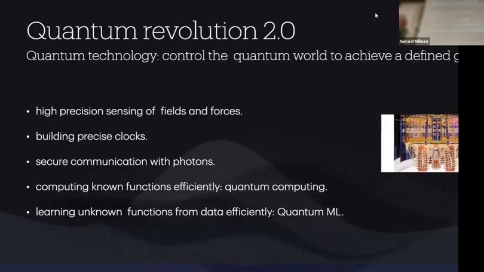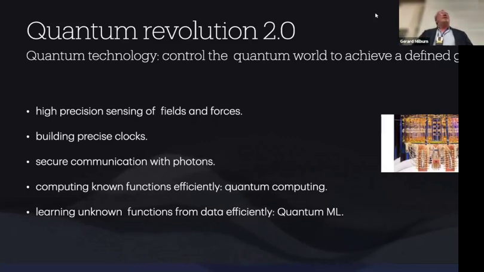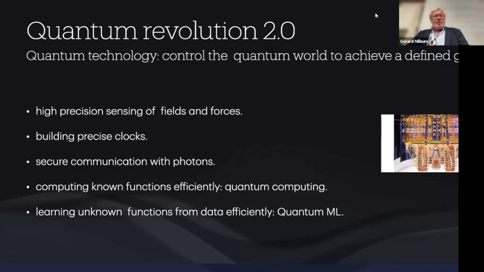Another example is secure communications with photons. The entire internet runs on pulses of light coursing down optical fibers. They eventually get converted back into electrons and then reconverted back into photons, and they go on their way. But we're now learning how to do it with truly quantum states of light. I'll say a little bit more about that in a minute. Secure communication with photons, and then computing known functions efficiently.